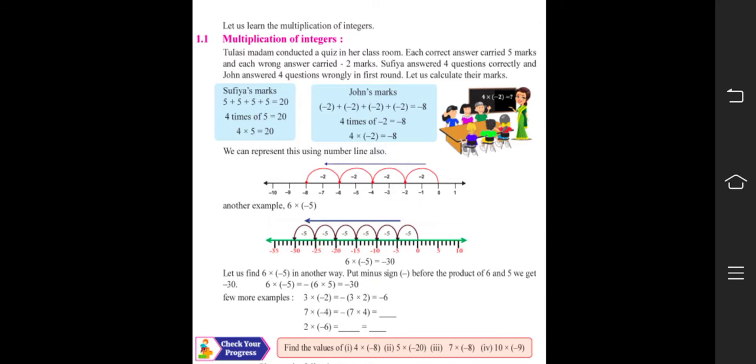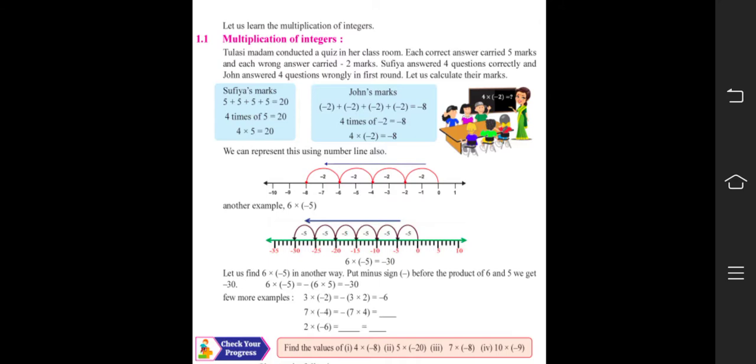How can we represent it on the number line? Check it here on the number line. This is 4 times of minus 2. Minus 2 means you should move to the left side of 0. From 0 to minus 2, again take 2 steps back. What will we get? Minus 4. Again 2 steps, again 2 steps. So what will we get? Minus 8 is the answer.